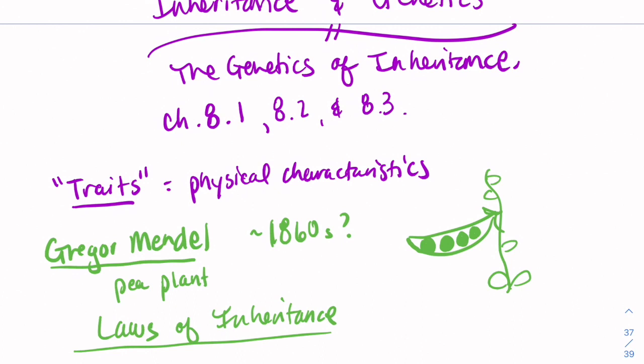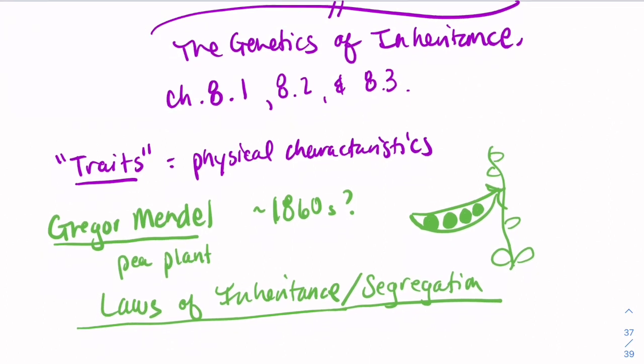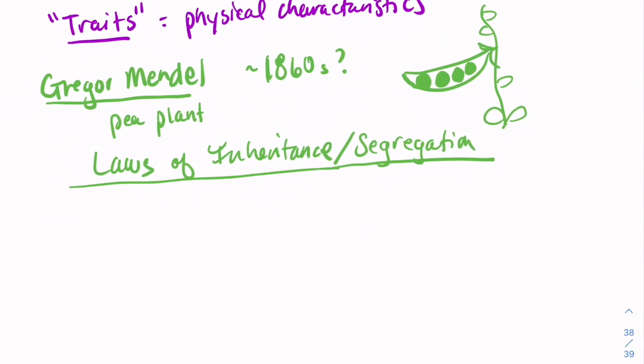So these laws of inheritance, and actually the word that I think your online book is going to use is the laws of segregation. Segregation means separation. And in science, we're talking about the separation of traits. And hopefully that will become clear later on. So let's go through the laws of inheritance that Gregor Mendel arrived at with his experiments with pea plants here.